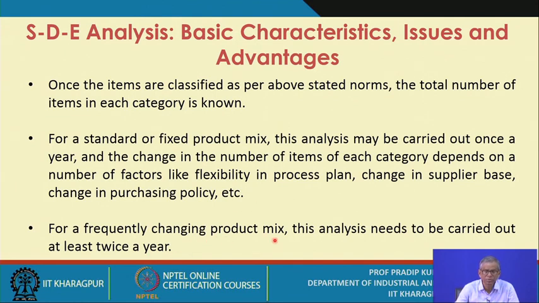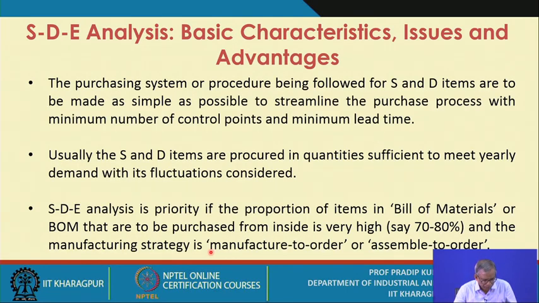For a frequently changing product mix, that means as far as product mix is concerned, the organization has not yet reached stability, or it has not become a stable system. Now this analysis needs to be carried out at least twice a year, because the product mix is changing, and so also the types of items to be procured from outside.